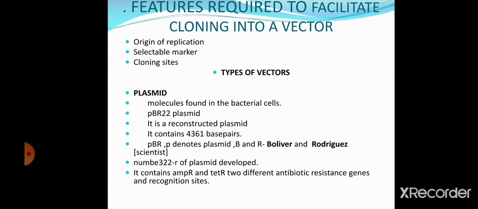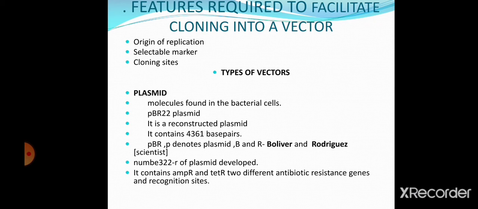Next one, selectable marker. In addition to the origin of replication, the vector requires a selectable marker, which helps in identifying and eliminating the non-transformants, so that selectively it will allow only the growth of the transformants.